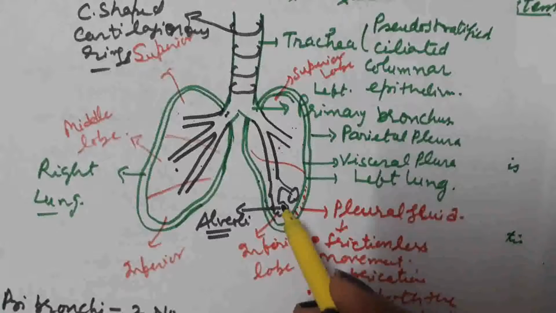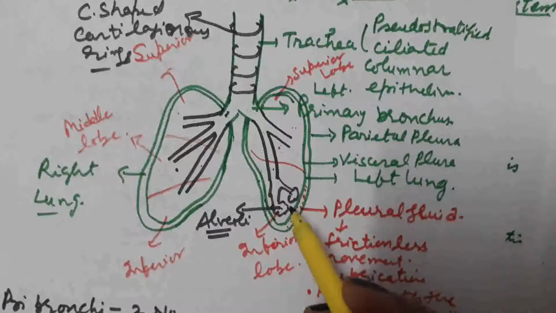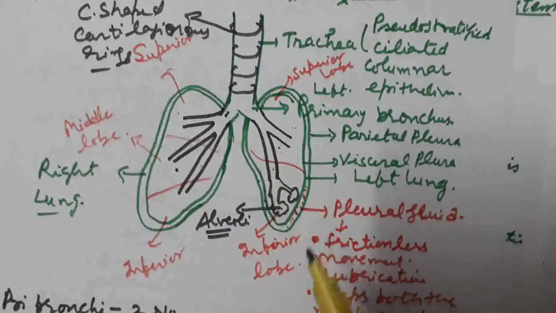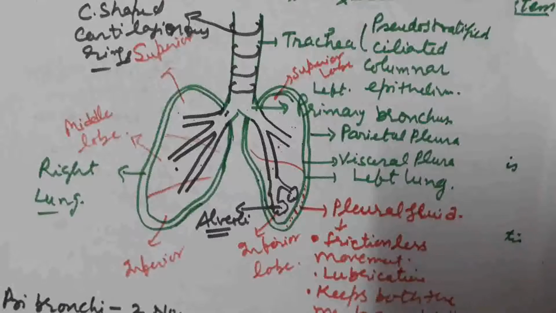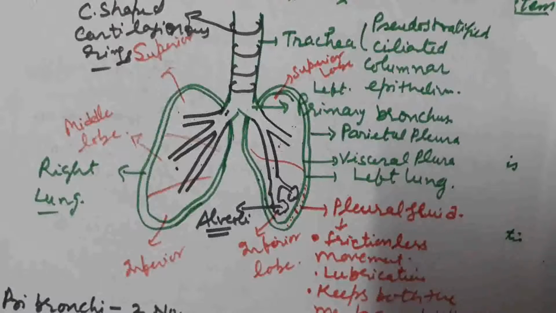At the terminal end of these bronchus there are sac-like structures which are known as the alveoli. Around the alveoli there is a network of blood capillaries. Alveoli is the site of respiration where exchange of gases takes place between the alveolar air and the air present in the blood capillaries.